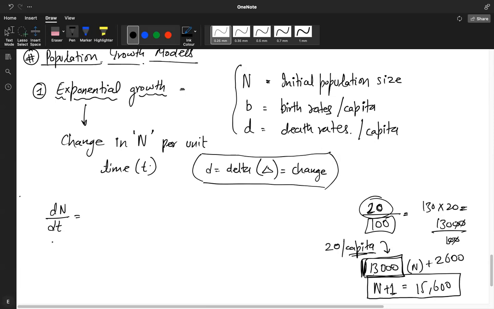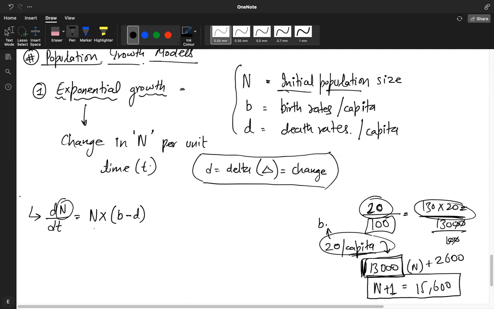Yes. So dn by dt, what do you think for this n, the change d by dt of this n will be equal to n, which is the initial population, into what we did here, 130 into 20. Why did we do that? Because 20 was the birth rate per capita, minus death rate per capita. Is it clear? That will be the change. Is it clear, everyone?